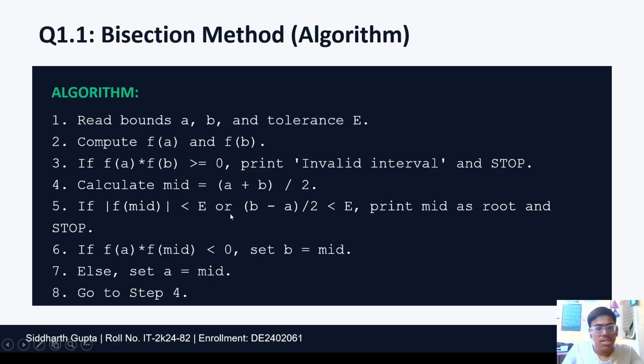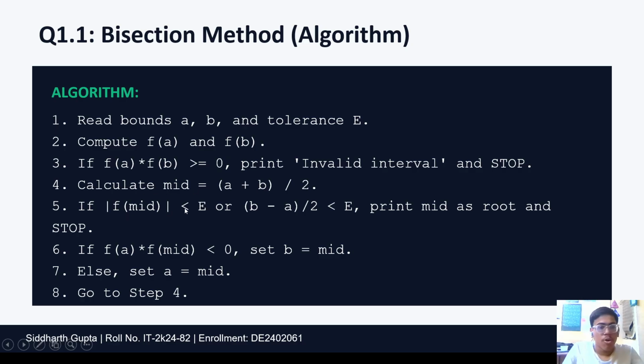Then again, till the condition doesn't become false, we will continue this. As the condition becomes false, as the value gets less than e, we will take mid as the value of the root and we will end. So this is a simple algorithm for the bisection method, where first we will read these, compute f(a) and f(b), check if f(a) into f(b) is less than 0, then only we will calculate the mid value.